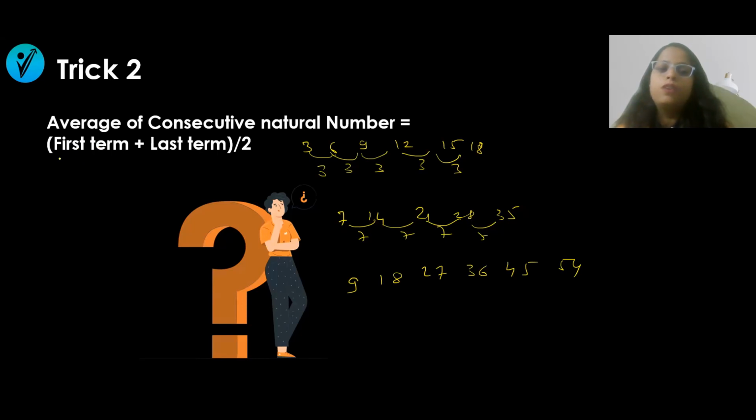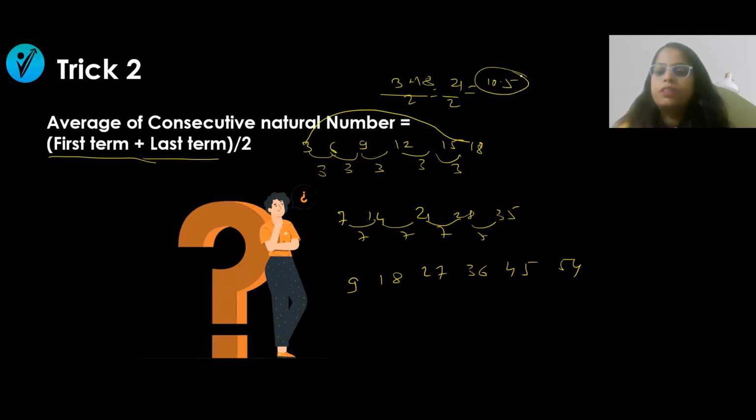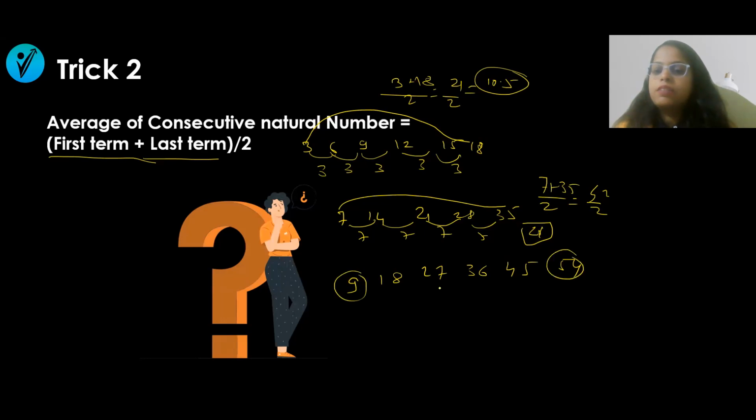For this one, what is the trick? First term plus last term by 2. From 3 to 18, you will take 3 plus 18 by 2. That means 21 by 2. So average will be 10.5 for this. Similarly, for this 7 to 35, your average will be 7 plus 35 by 2, that means 42 by 2. So average will be 21. Similarly, for this one, from 9 to 54, you will take first term plus last term. That means 9 plus 54 by 2, that means 63 by 2, and 63 by 2 will be equal to 31.5.